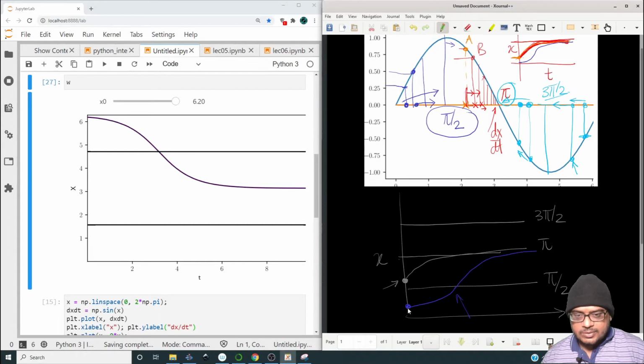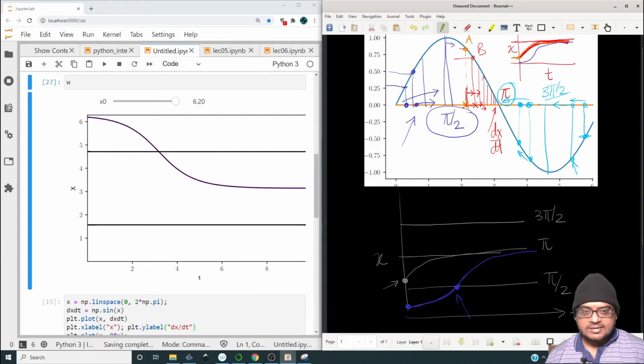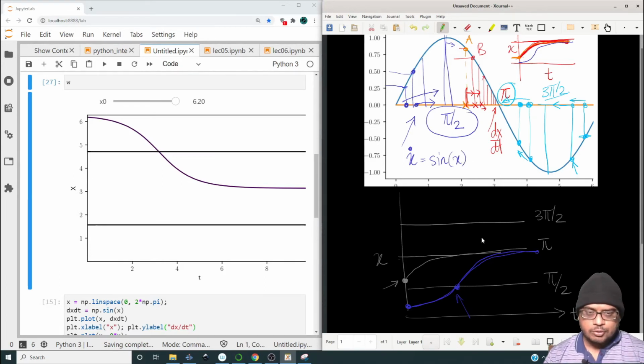As time increases, the value of x is increasing and the slope is increasing because of the reasons that we have discussed. After it crosses pi by 2, that is this point, the velocity begins to reduce despite x increasing, and it will try to asymptotically reach the value of pi. So this is how we could interpret this particular equation, x dot is equal to sine x, without actually formally going into the solution.